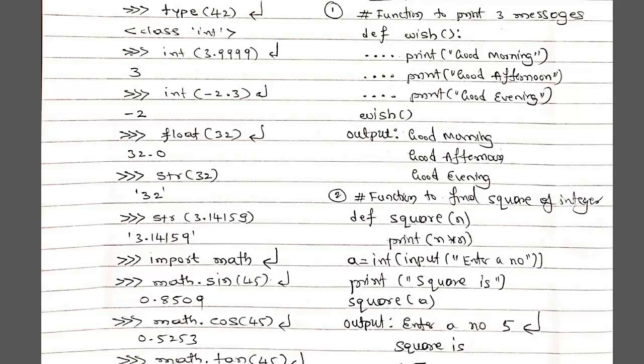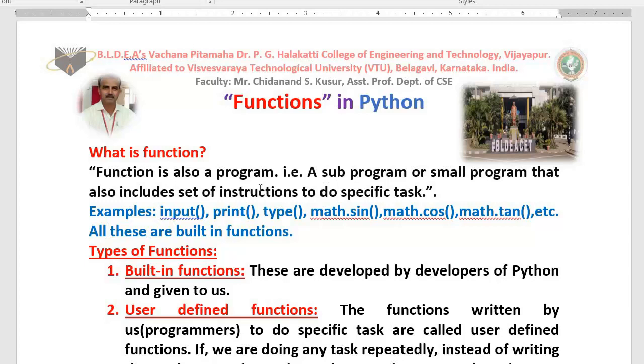Now you have the capability to define what is a function. Function is also a program or a sub-program or a small program that includes a set of statements or instructions to a computer system to do specific tasks. Examples are input, print, type, math.sin, math.cos, math.tan. Like this you can give many examples whichever you know.